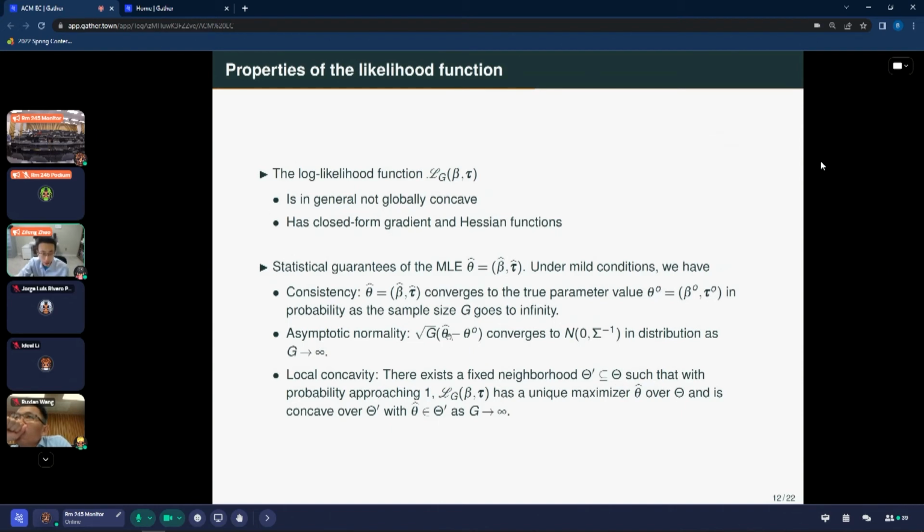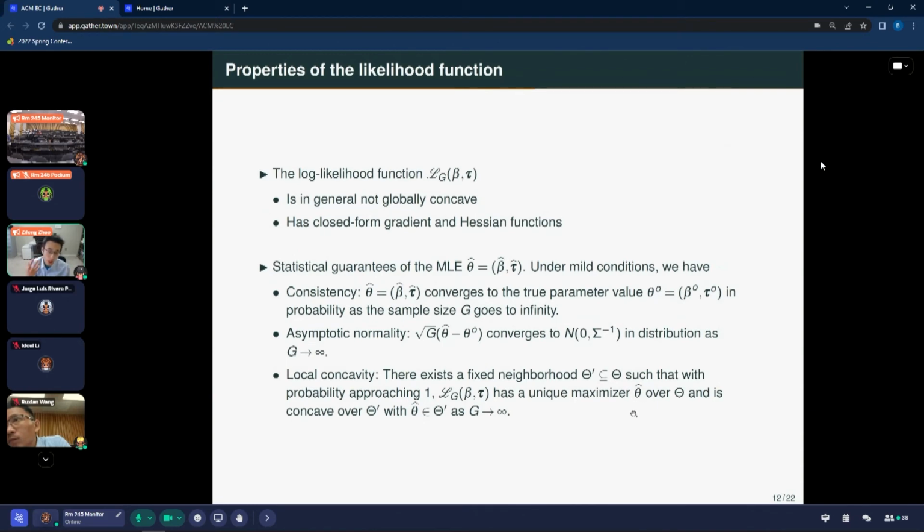Basically, this theta hat will converge to a normal distribution, and this sigma is the Fisher information matrix. We can consistently estimate this Fisher information matrix, and then construct confidence intervals for this theta hat. And as I said, although this function is not globally concave, we can show that asymptotically it is locally concave around the MLE theta hat.